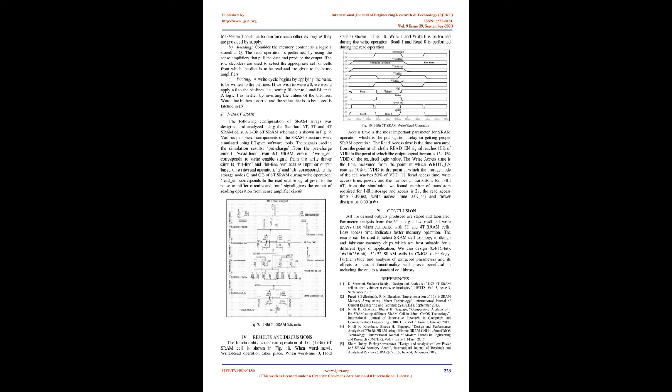C. Writing. A write cycle begins by applying the value to be written to the bit lines. If we wish to write a 0, we would apply a 0 to the bit lines, i.e., setting BL bar to 1 and BL to 0. A logic 1 is written by inverting the values of the bit lines. Word line is then asserted and the value that is to be stored is latched in.